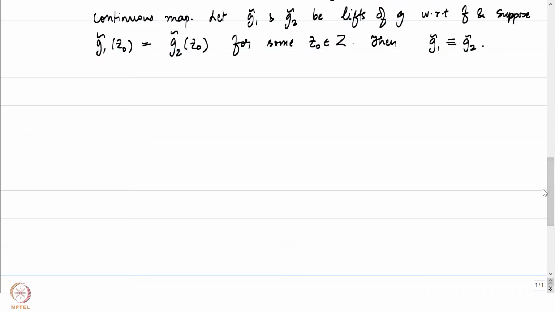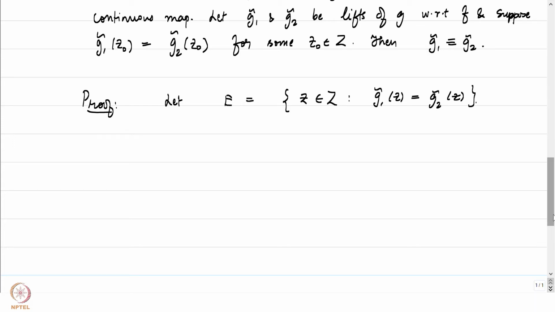It's a trick, a technique that we have used multiple times earlier. Let's start by capturing all those points where G1 tilde and G2 tilde coincide. Let's call that set something. Let E be the set of all Z in capital Z such that G1 tilde of Z is the same as G2 tilde of Z.